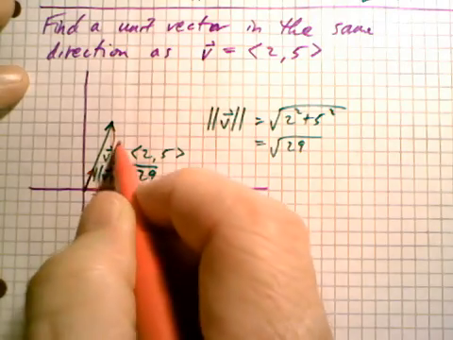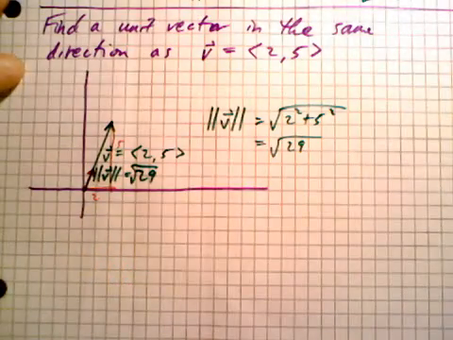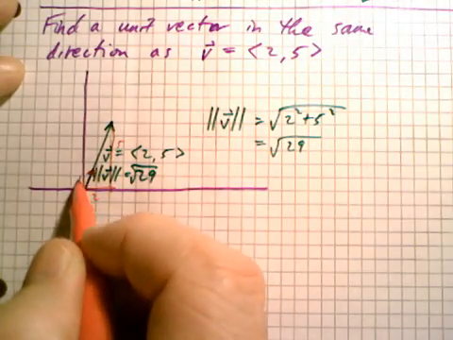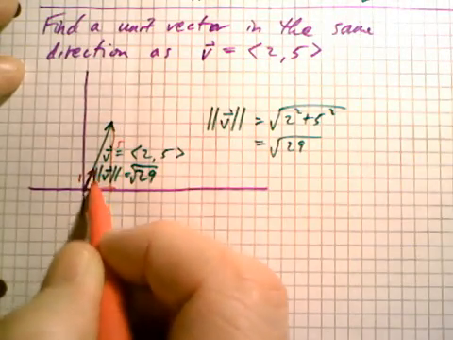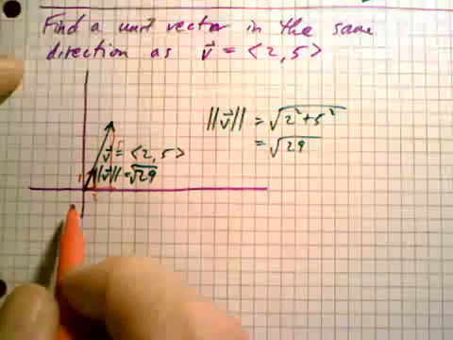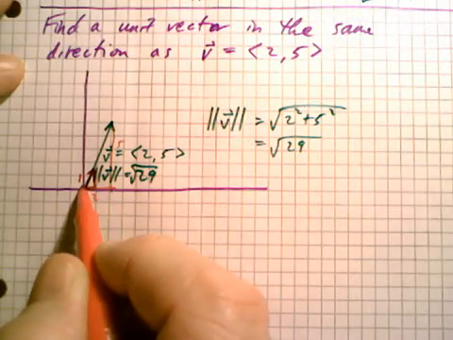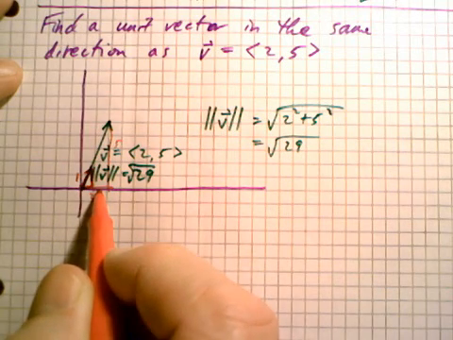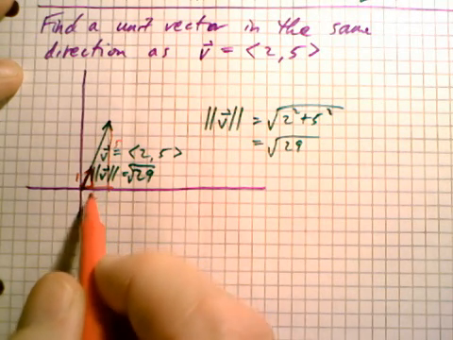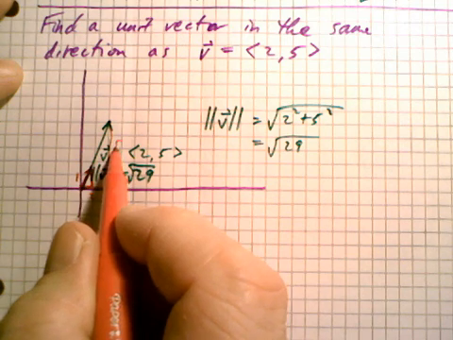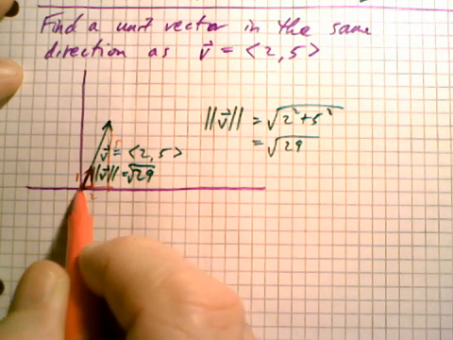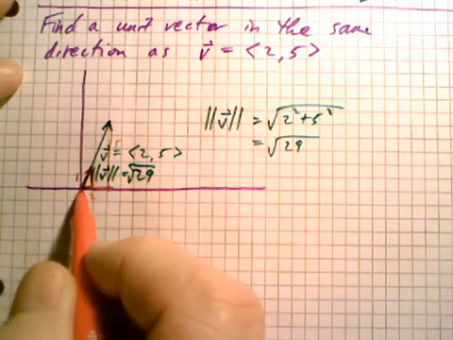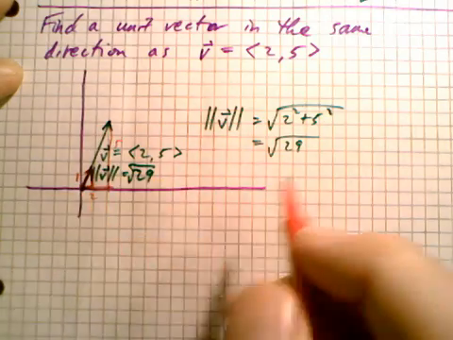Well, that's 2 and that's 5. Over 2 and up 5. What we want is the hypotenuse of this little tiny triangle. I don't know if you can see this or not. We've got a little tiny triangle in here. We want the hypotenuse to be 1, but we want it to be going in the same direction. So guess what we have to do? We take each component and we divide each of these components of the original vector by the length of the vector. And so we have 2 over radical 29.